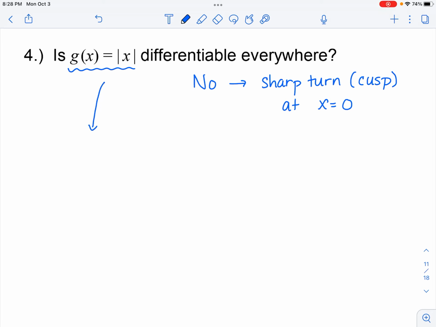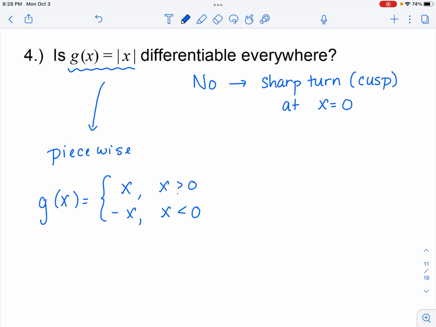We talked briefly about how this can be written as a piecewise function. So this is g of x is equal to positive x when x is greater than 0 and negative x when x is less than 0. Okay, and I can put the equal to on either one of these. It doesn't really matter which one, okay?